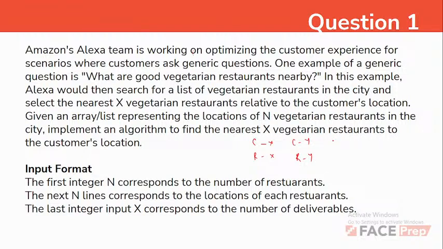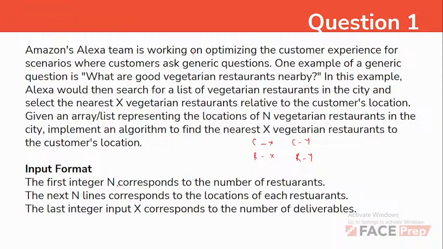So the logic behind the algorithm would be to first calculate the distance between the customer's location and each of the n vegetarian restaurant locations. Then we will sort the distances in ascending order, right? Here we can see the sample input and output in order to get a clearer idea.